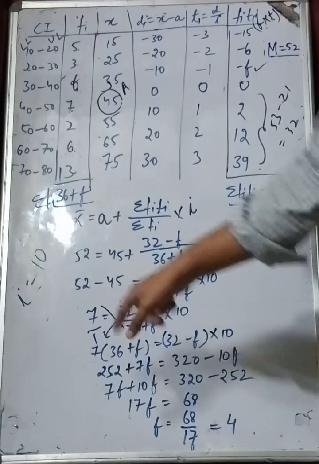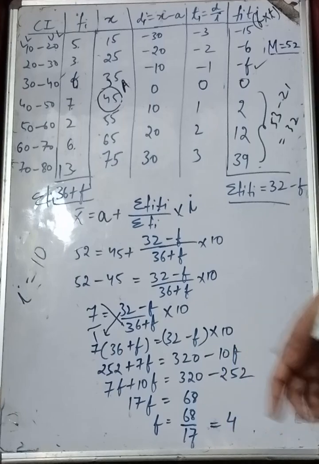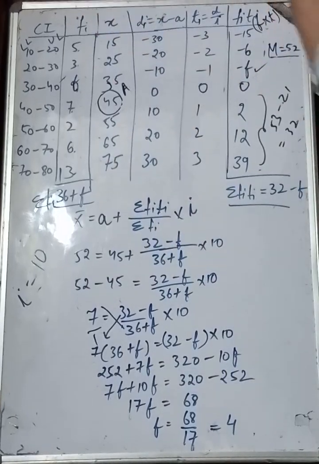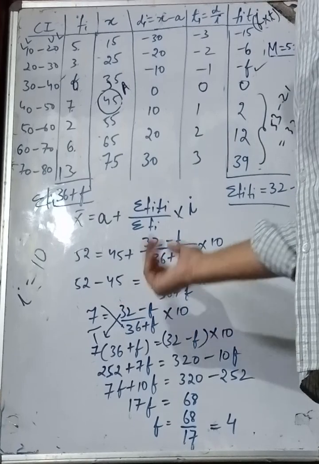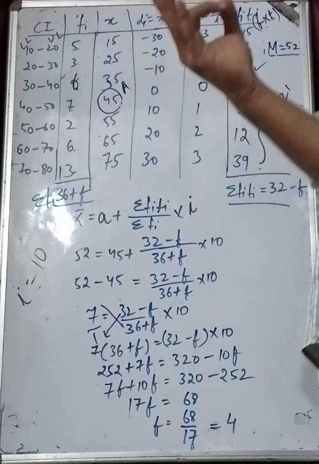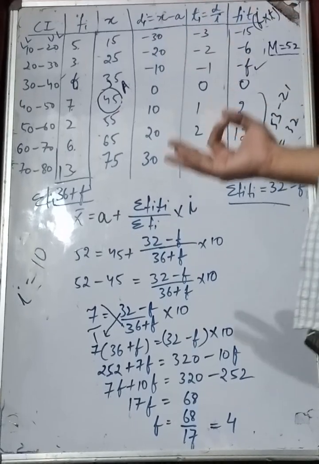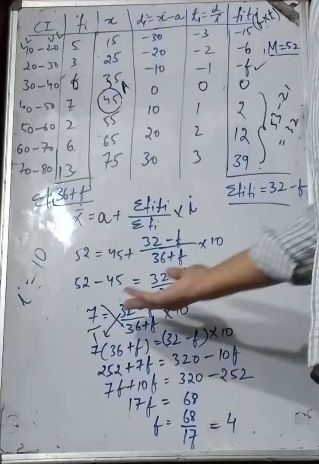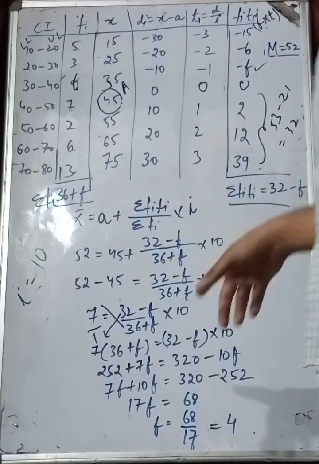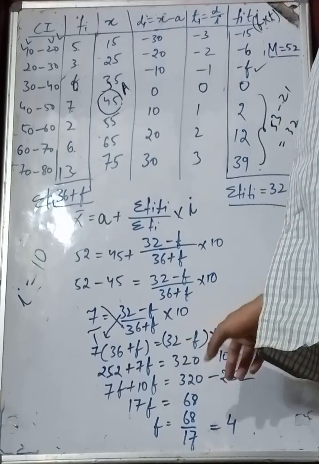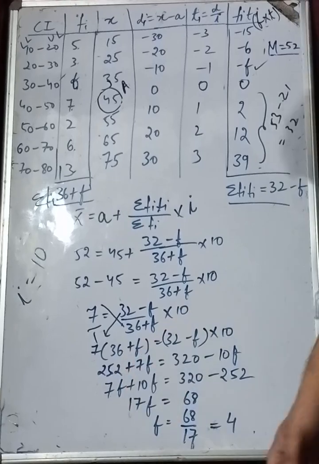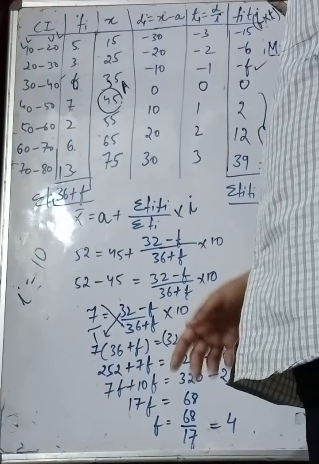Because there are two fractions opposite to each other with the equal sign, the best way to find the value of f is cross multiplication. So just cross multiply: 7 multiplied by 36 plus f equals 10 multiplied by 32 minus f. It will give you 320 minus 10f on one side, and over here it will be 252 plus 7f.